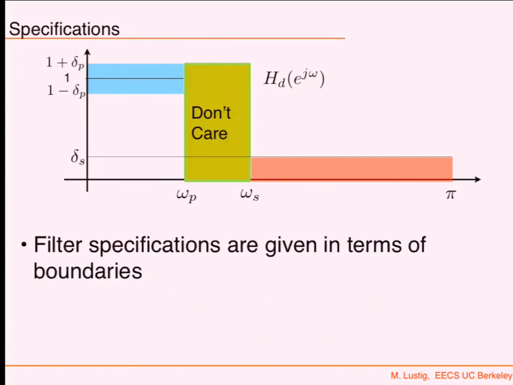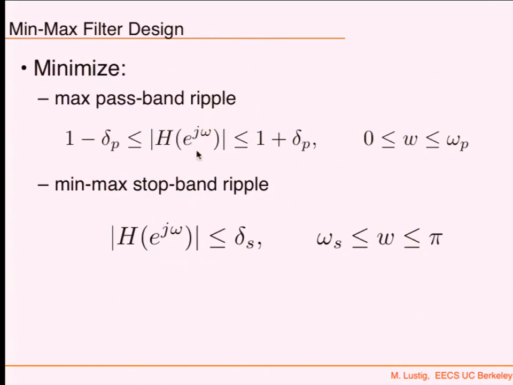So the specifications here in the min-max are that you are going to have a deviation of delta P in the passband. Your don't-care region goes from omega sub P to omega sub S. And then you've got a stopband, which you want to be below some delta S. Okay, that's your specs. Different specs. They're given in terms of boundaries. And so really what you want to do is this: you want your frequency response to be bounded between 1 plus delta P and 1 minus delta P over the passband. Okay, that's what we want. We also want to minimize it to be below delta S in the stopband. That's great.